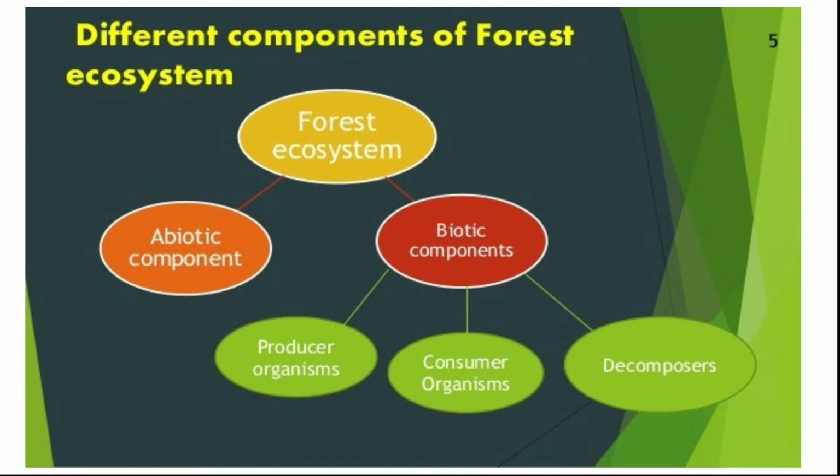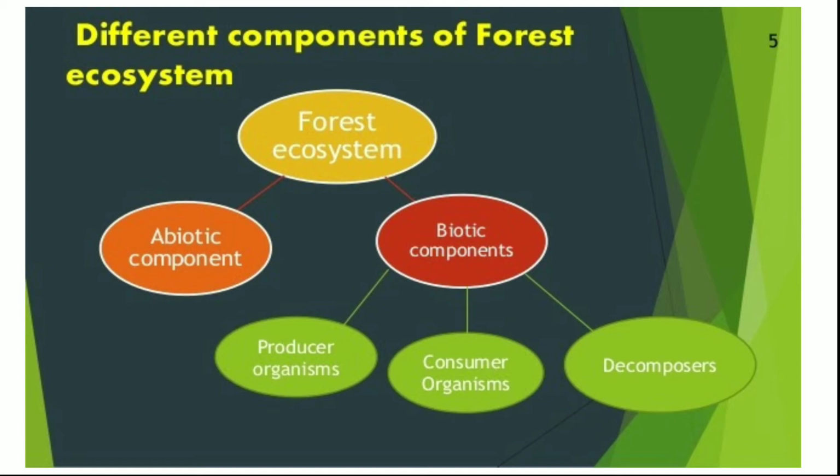Okay. So there are different components of the forest ecosystem. The main two components are abiotic and biotic. The abiotic components are the non-living components, and the biotic components are the living components, that is the producer, consumer and decomposer. There is one more component I told you about, the cultural component, which is created by man. So in this forest ecosystem, we are going to study the abiotic and the biotic components.